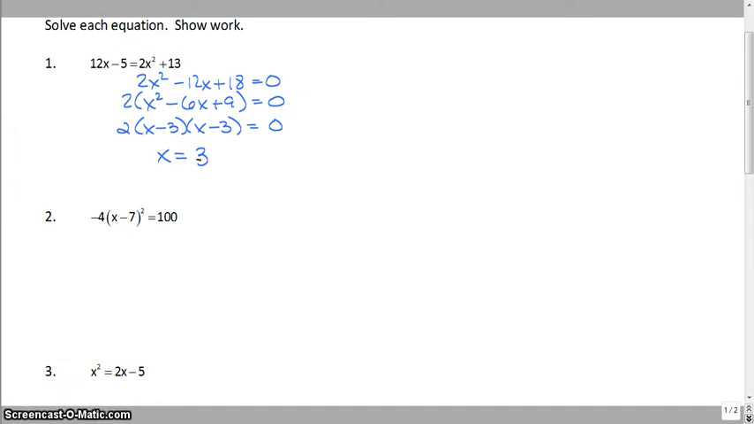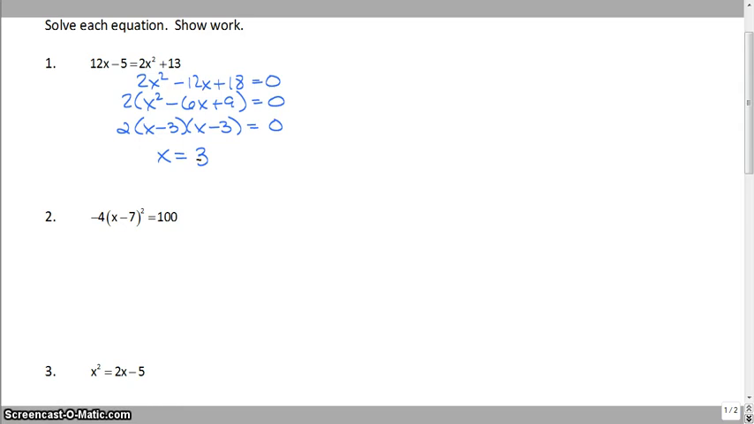Now, can you use quadratic formula? Of course you can. Can you use completing the square? Yes, you may. But sometimes you want to use the strategy that's going to be the quickest for you for quizzing and testing purposes.